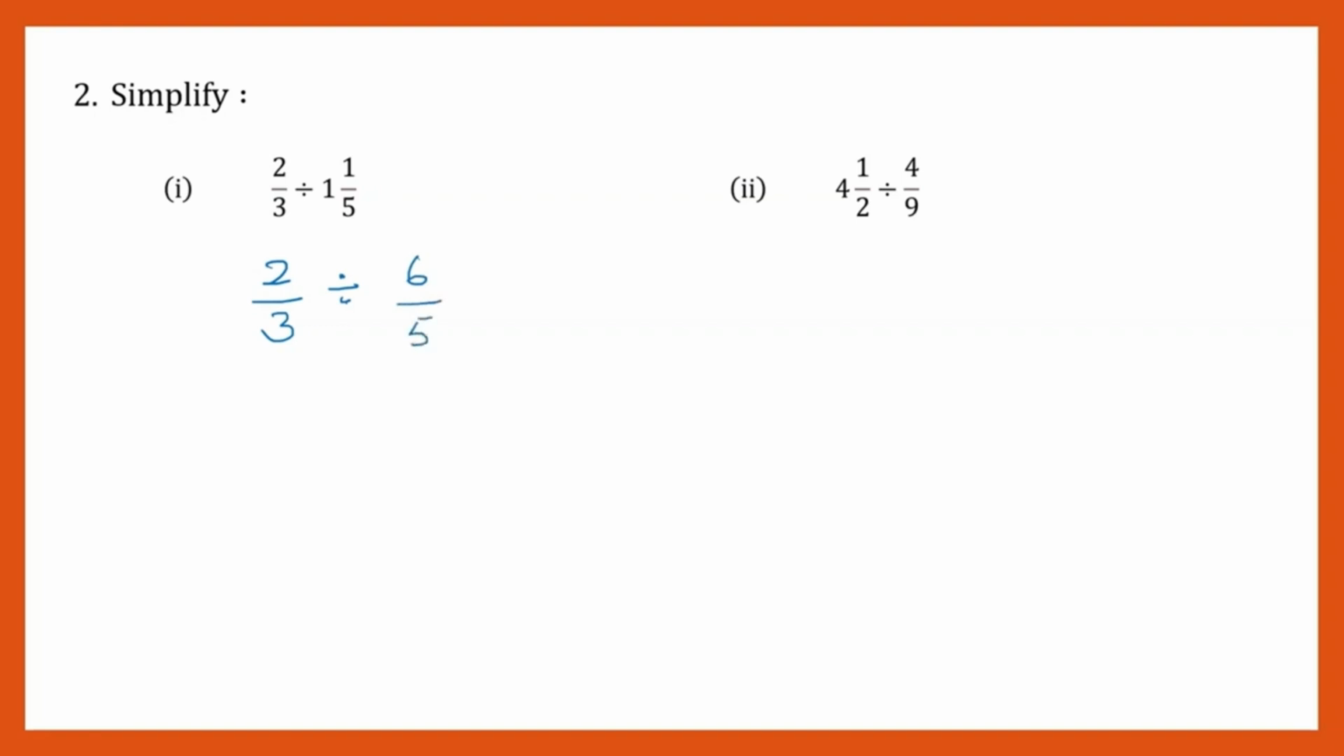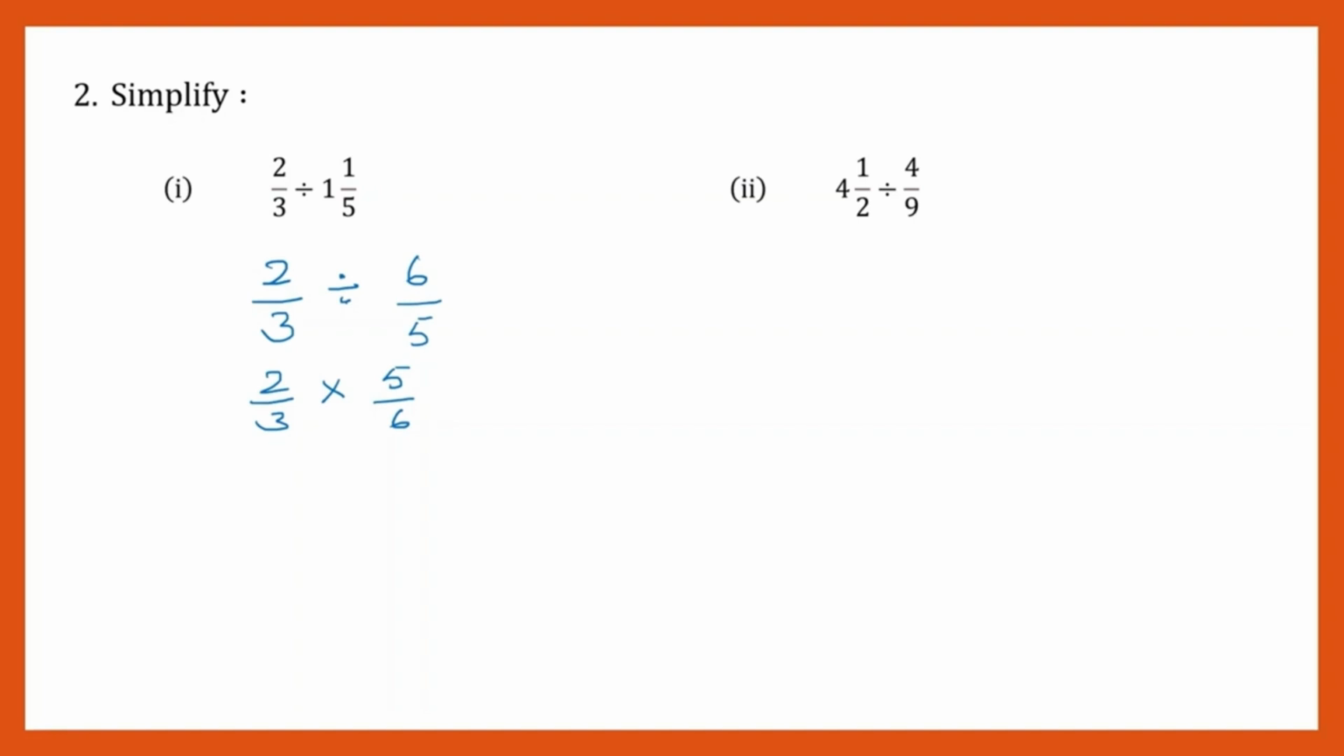Okay. When you do division, we write the first fraction. We change the division sign to a multiplication sign and we write the reciprocal of the second fraction. Reciprocal means you invert the numerator and the denominator. So 6 by 5 becomes 5 by 6. Now you've got a multiplication sum and you carry on like a normal multiplication sum.